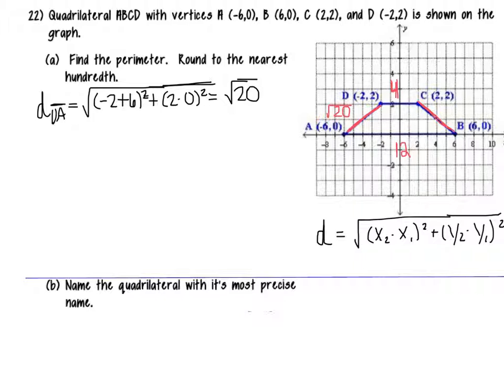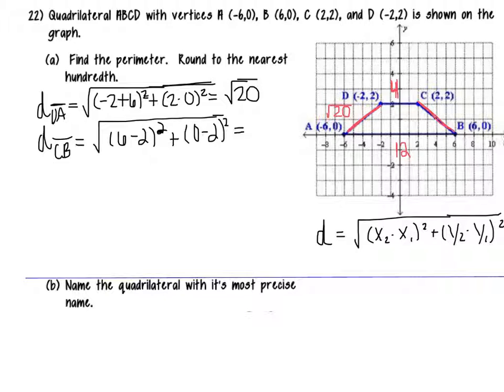All right, now I'm going to find the distance of CB. Okay, I'm going to use the exact same formula. So open up my radical, and I've got my second x, which is my 6, minus my first one, which is 2, squared, plus my second y minus my first one squared. Okay, I'm going to type all of that in the calculator again, and I get the square root of 20. All right, so I'm going to go ahead and label that.